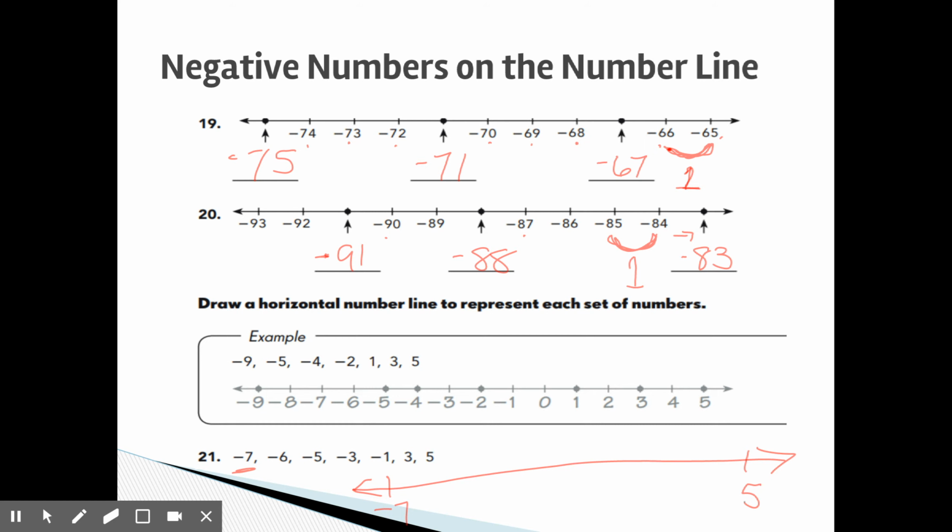That brings up a good point. I want to talk to you about how positive numbers are always greater than negatives, no matter what. So that's why positive numbers are always to the right of negatives on your number line. So now we can fill in the rest.